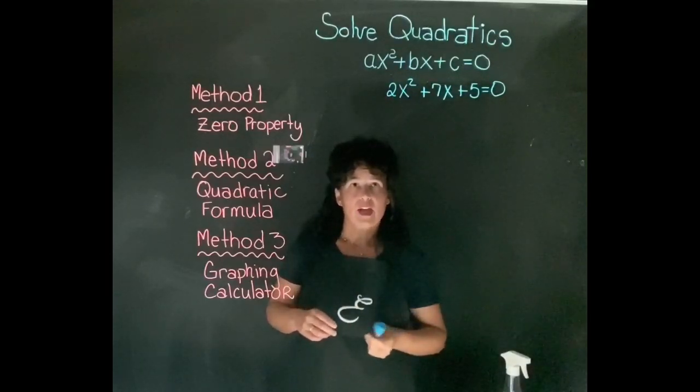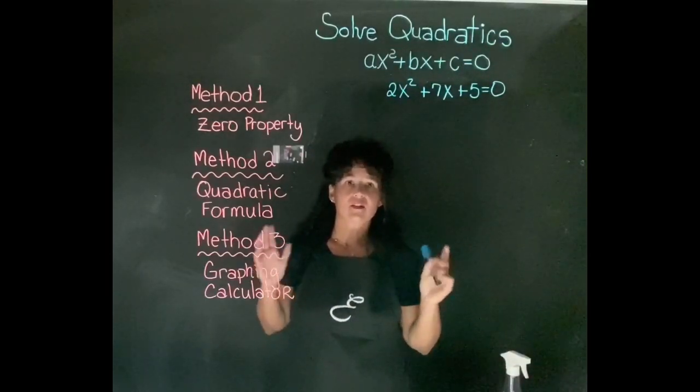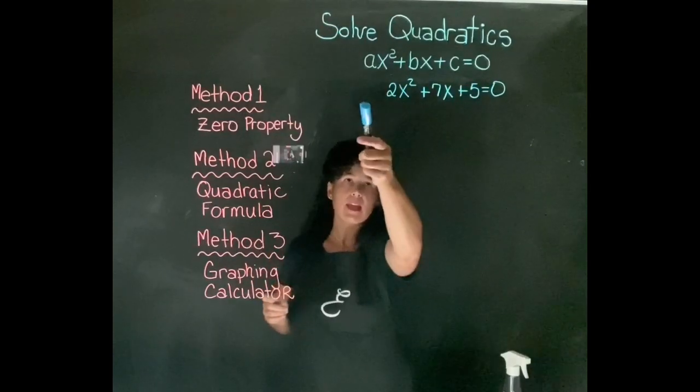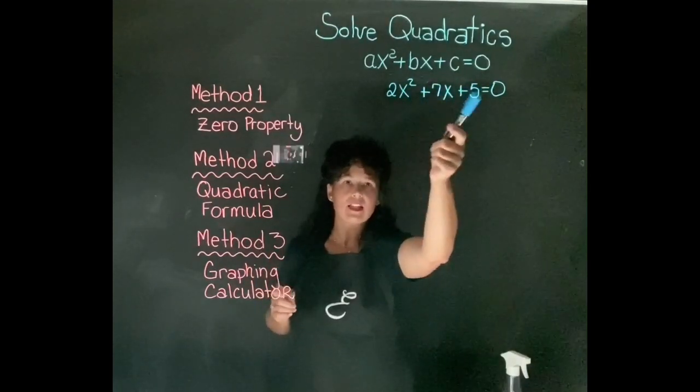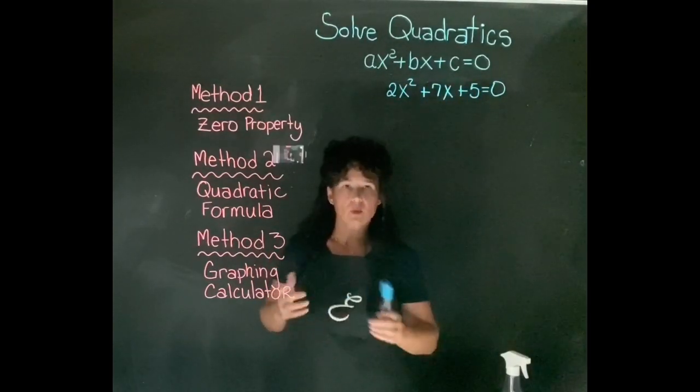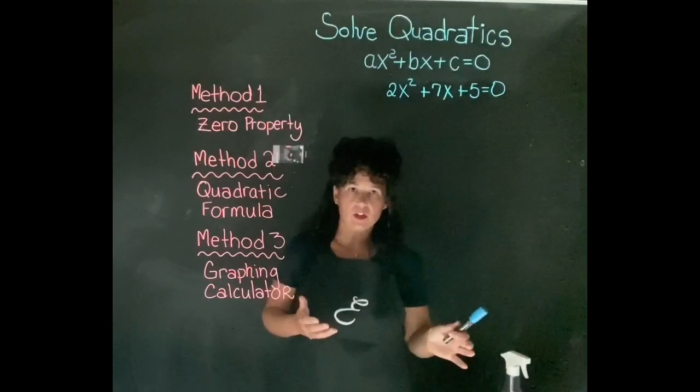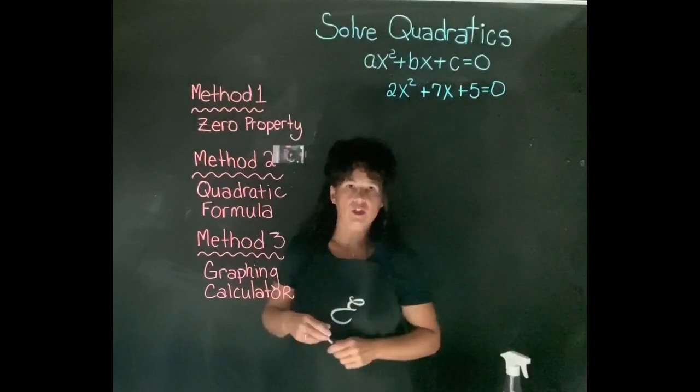To solve a quadratic, we want to start by having the quadratic written in the form ax squared plus bx plus c equals 0. If the original equation is not equal to 0, you want to keep moving things over to the same side until it is.